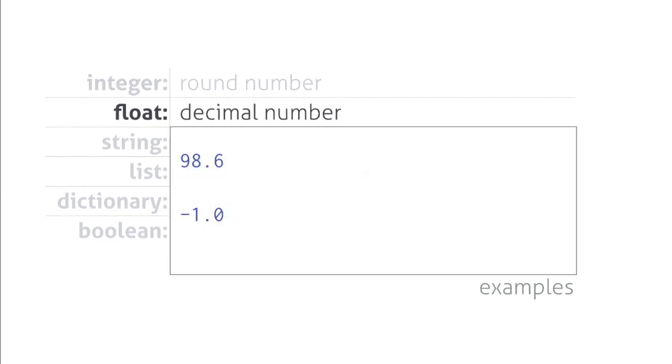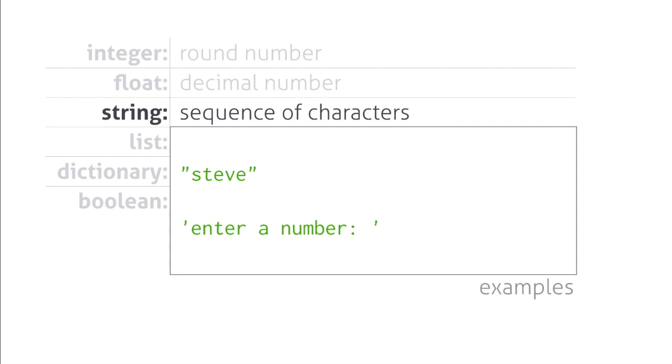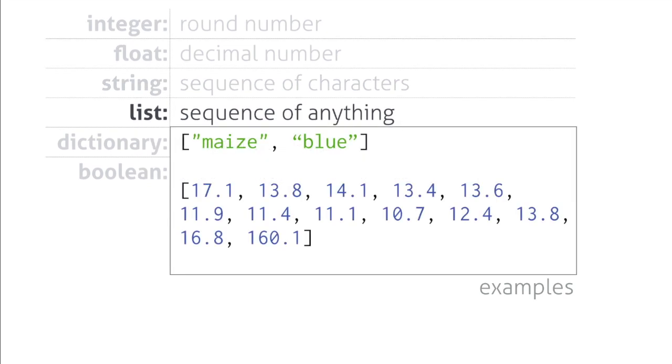Floats are good for storing decimal numbers, like a temperature, and they also can be negative. Strings are good for storing sequences of characters, like a name or a user prompt. And lists are good for storing sequences of anything, like a sequence of colors or a sequence of numbers.